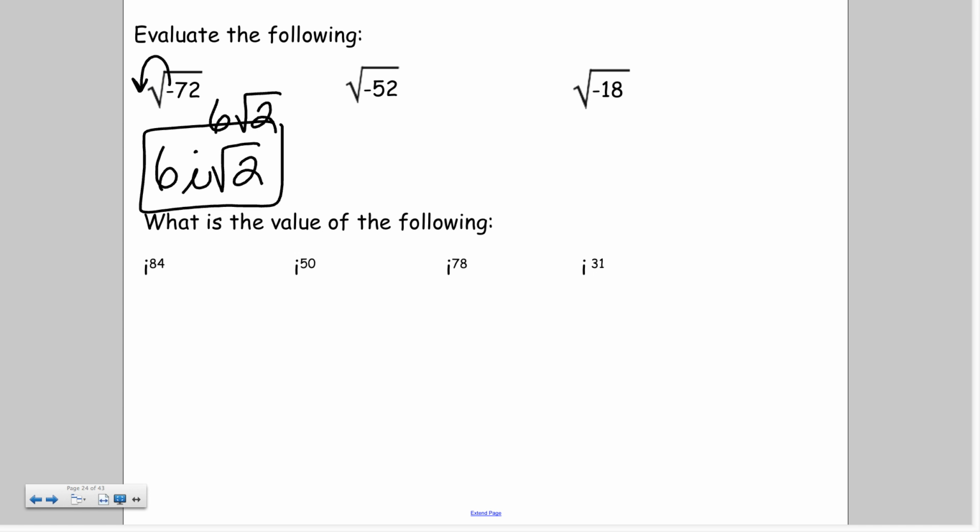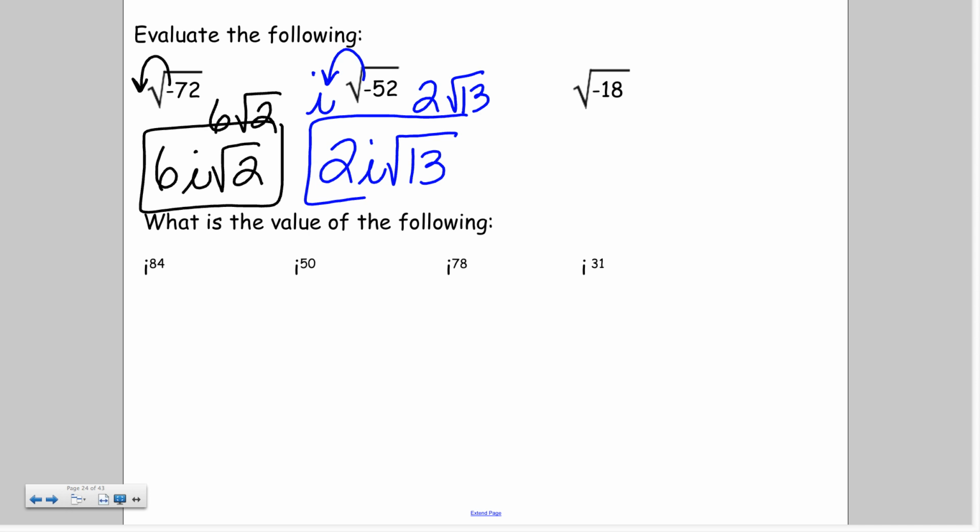Negative square root of negative 52, i is coming out. Square root of 52 is 2 root 13. So I'm going to have 2i root 13. And because of the i, I can't simplify that anymore. I can't punch the little S-D button in and give me a pretty decimal.